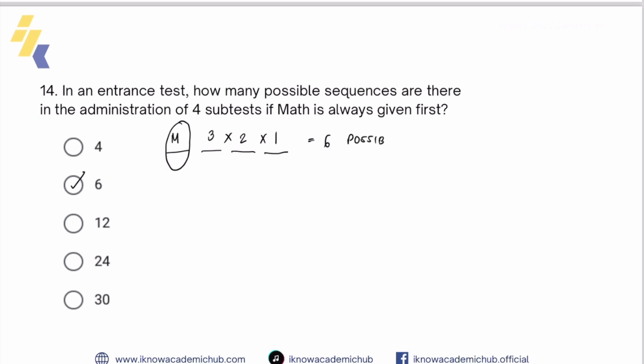Again, we have 6 possible sequences if math is always given first. Okay.